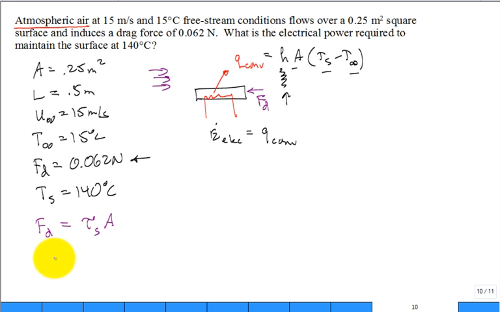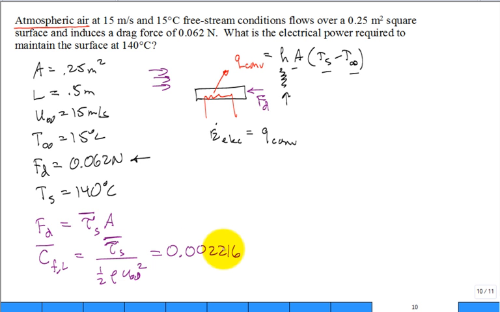If you know the shear stress, can you get the average skin friction coefficient over the surface? Wouldn't that be the average shear stress? Maybe I should put average up there. Divided by 1/2 rho U infinity squared. I think I can put some numbers to some of this. This boils down to 0.002216. What are the units on C sub F? Dimensionless, right? Just like the Reynolds and Prandtl and Nusselt, they're all dimensionless.